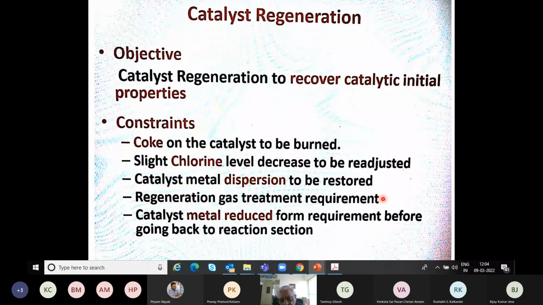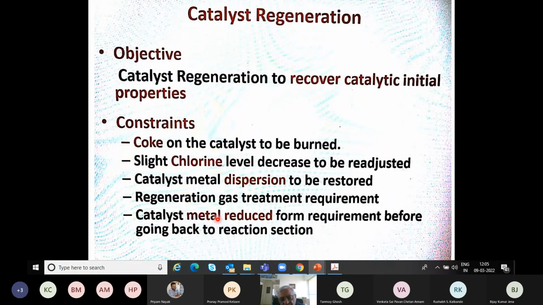And finally, of course, the catalyst in that process of getting carbon burnt gets oxidized. Platinum gets into an oxidized state. So we need to reduce it down to its virgin platinum form. So we need to have a metal reduction. So we actually do it with hydrogen before going back to the reaction section.